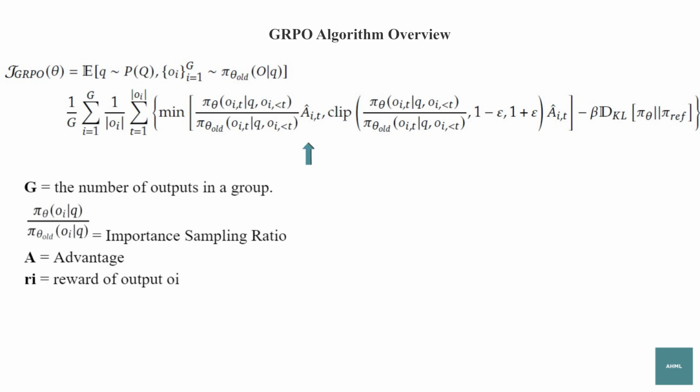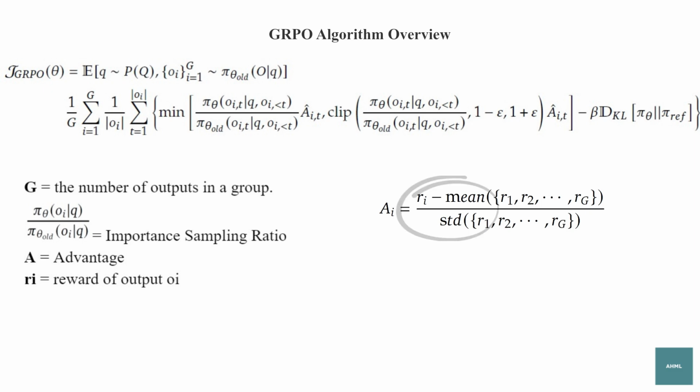A is the advantage function. R is the reward assigned by the reward model to an output O I, and it can be based on different criteria such as accuracy, format, or human-aligned reward. Instead of using an absolute value generated by an external value function in PPO, GRPO computes the advantage function using a normalized reward approach to compare how much better the response O I is relative to other responses in the same batch.